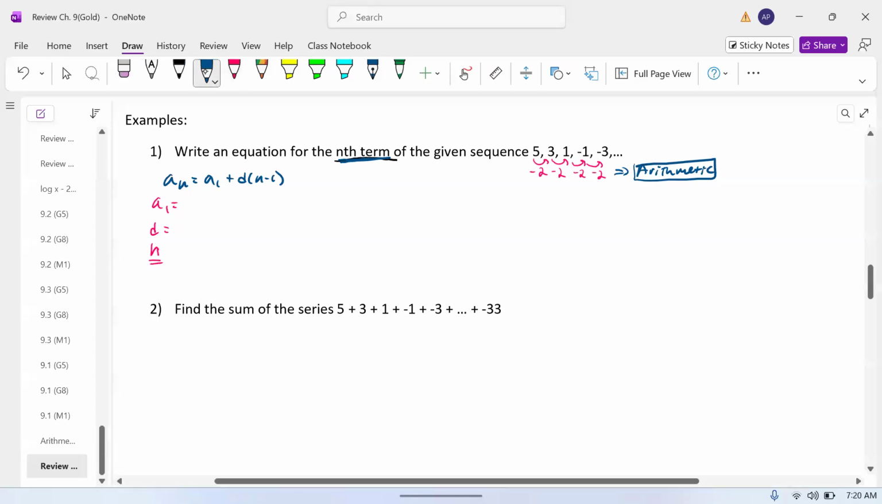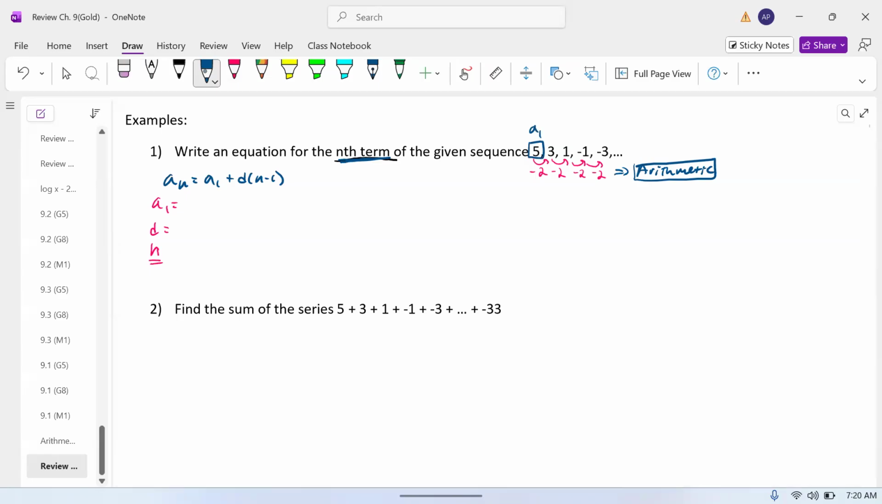Okay, so in this case, our a sub 1 is the first term. So if we're looking at the first term, that's 5. D, we already discussed that our common difference is negative 2. And once again, n is not going to be anything. We can just say n will be n because we're looking for the formula for the nth term. And now we're going to substitute everything in. Therefore, a sub n equals 5 plus negative 2 times n minus 1.